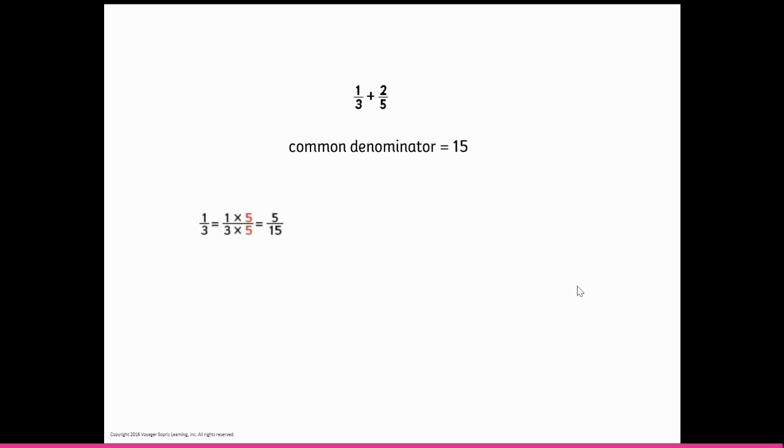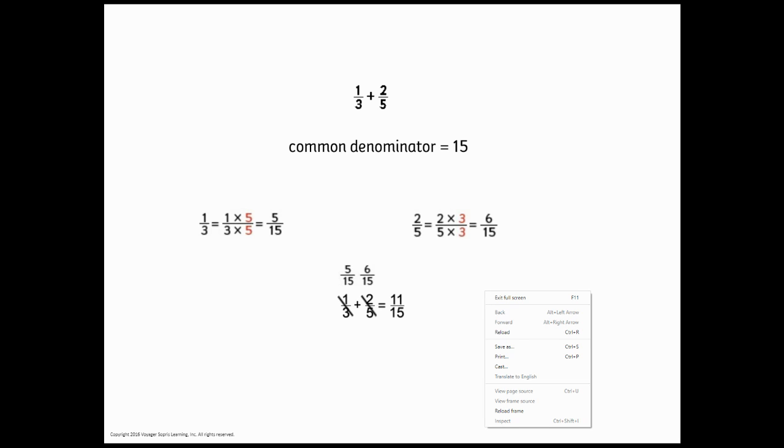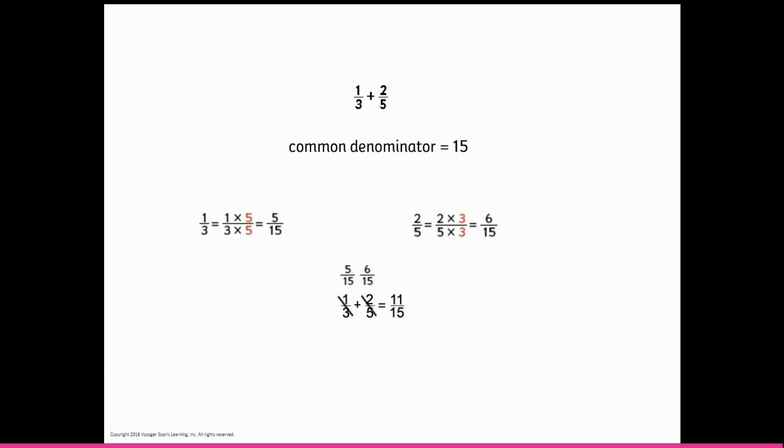Now we're going to write the equivalent fraction for 2/5. We want the denominator to be 15, so we multiply the numerator and the denominator by 3. The equivalent fraction for 2/5 is 6/15. Now we can solve the fraction problem by adding the equivalent fractions. 5/15 plus 6/15 gives us 11/15. The sum of 1/3 and 2/5 is 11/15.